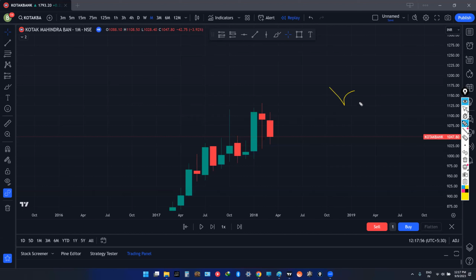If someone is very risky, he can enter here itself and keep his stop loss here. So he is speculating too much that okay, now he expects that the next candle will be a green candle. He is very sure, but this is never recommended.